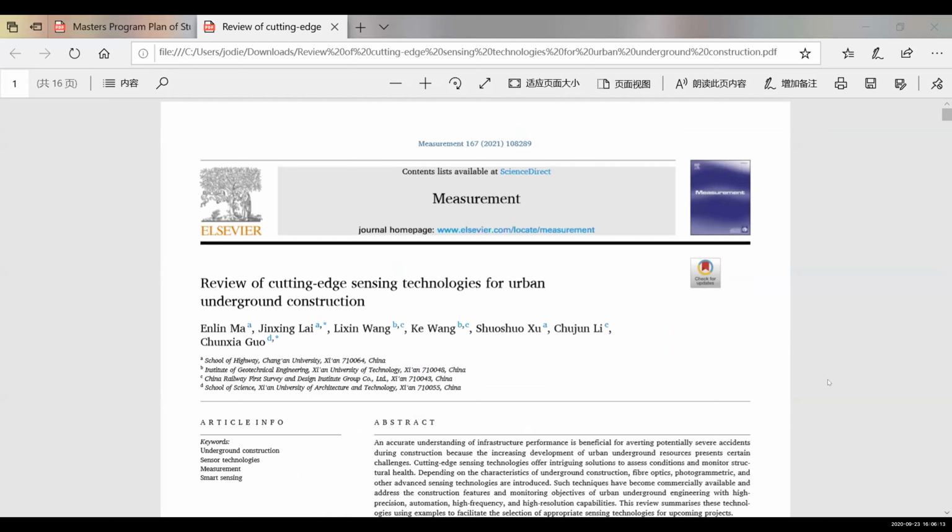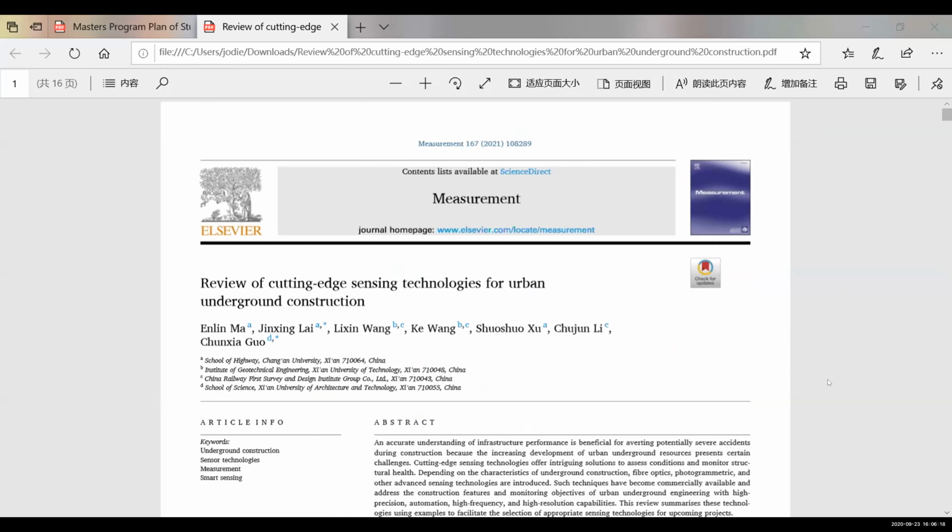So the lecture this week is about sensing. I found an article about the review of cutting-edge sensing technologies for urban underground construction. It's quite a good review, and it summarized the three kinds of sensing technologies applied in urban underground construction.